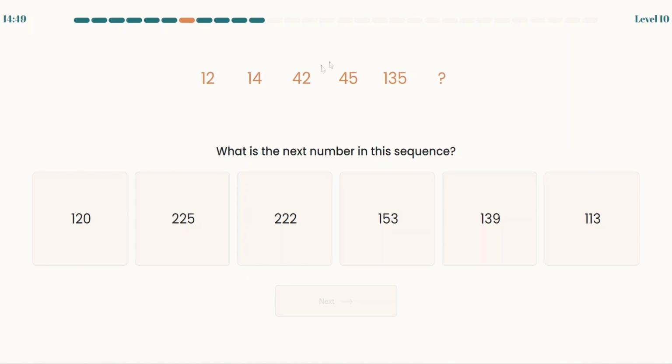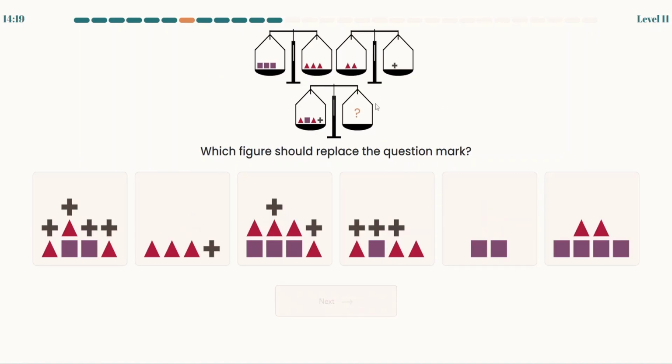12, 14, 42, 45, 135, question mark. What is the next number in the sequence? So plus 2, and then times 3, plus 3, times 3, plus 4, 139. Yeah.